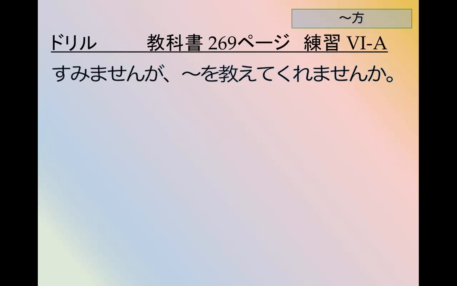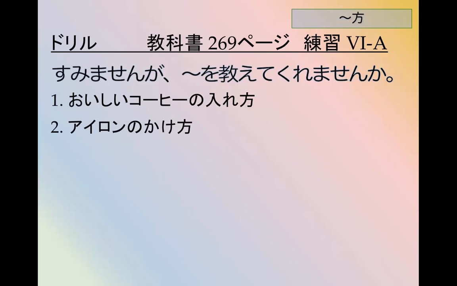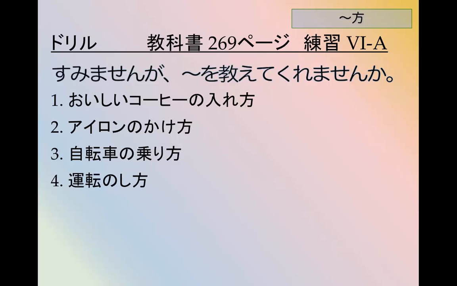教科書269ページ練習 4A. So you can practice. すみません、教えてくれませんか? Could you teach me something, please? For example, おいしいコーヒーの入れ方を教えてくれませんか? アイロンのかけ方を教えてくれませんか? 自転車の乗り方を教えてくれませんか?